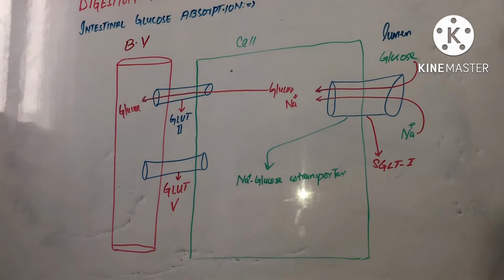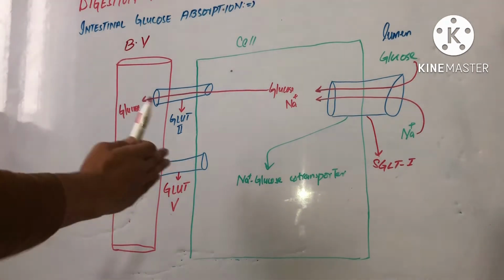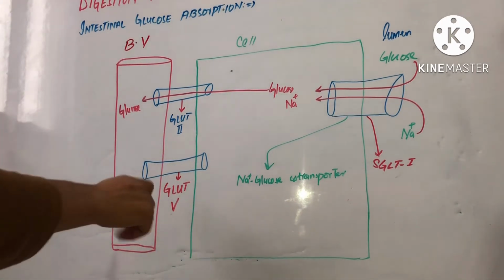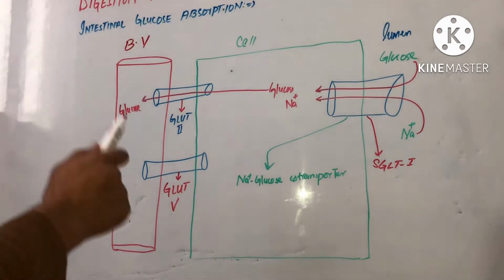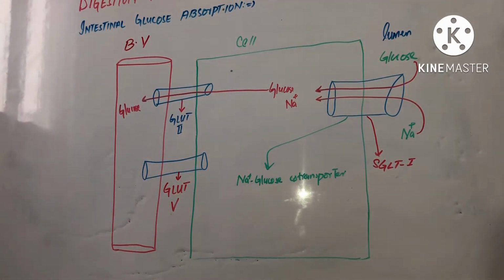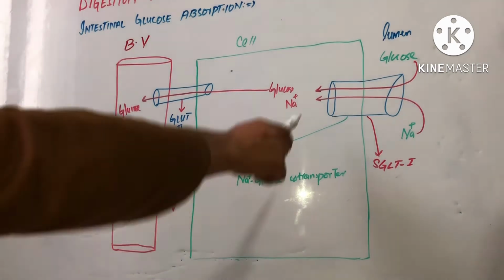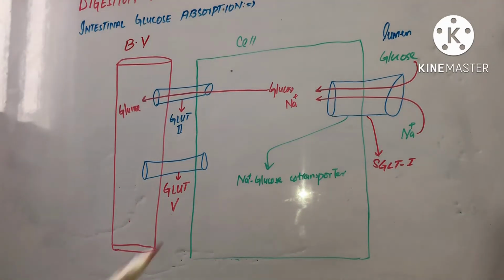Here we have an intestinal cell, near a blood vessel. On this side we have blood vessels, and on this side we have the lumen. Glucose from the lumen comes inside the cell. Along with it, one sodium also comes inside. We have a special transporter for them that is called sodium glucose co-transporter. This brings glucose and sodium inside the cell.